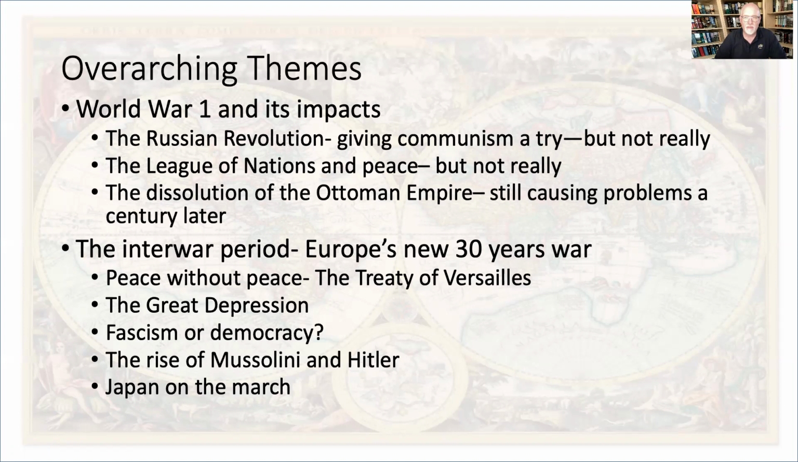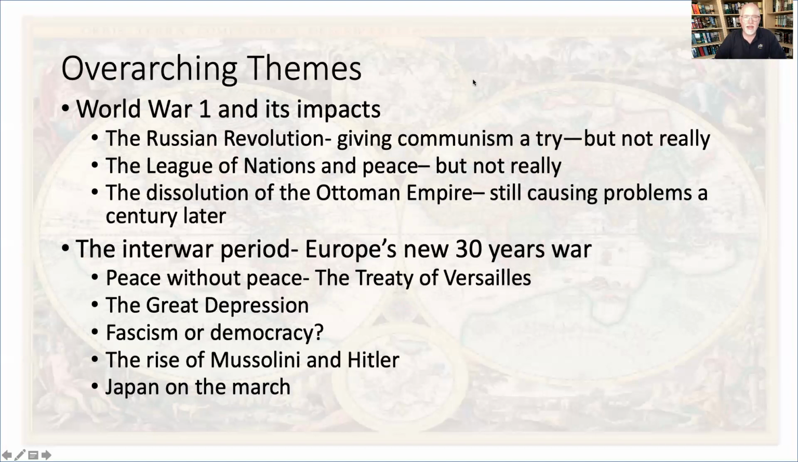The communists were coming to power, and they were going to finally have their chance to give communism a try, but not really. The League of Nations, which came out of the Treaty of Versailles, decided to try to help outlaw war. That, of course, didn't work well, because you're never going to outlaw war.